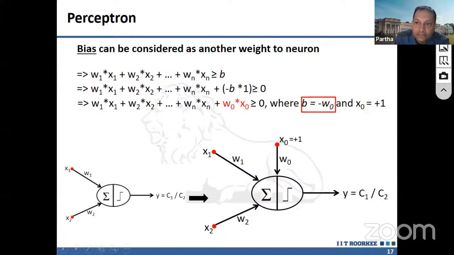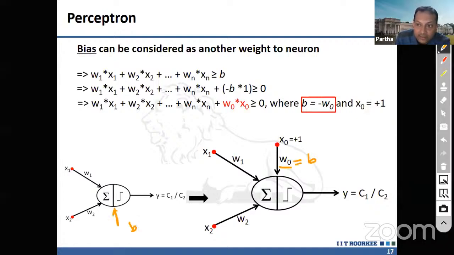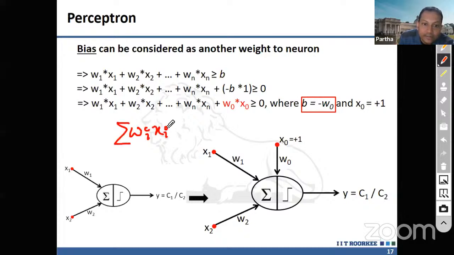So what is the benefit here? If I'm writing it this way, what is the benefit? The benefit is that I can rewrite this full formula using a simple formula: the sum of wi xi, i equal to 0 to n, greater than or equal to 0 or not. So I do not need to write any b term here. b is already included in this formula.